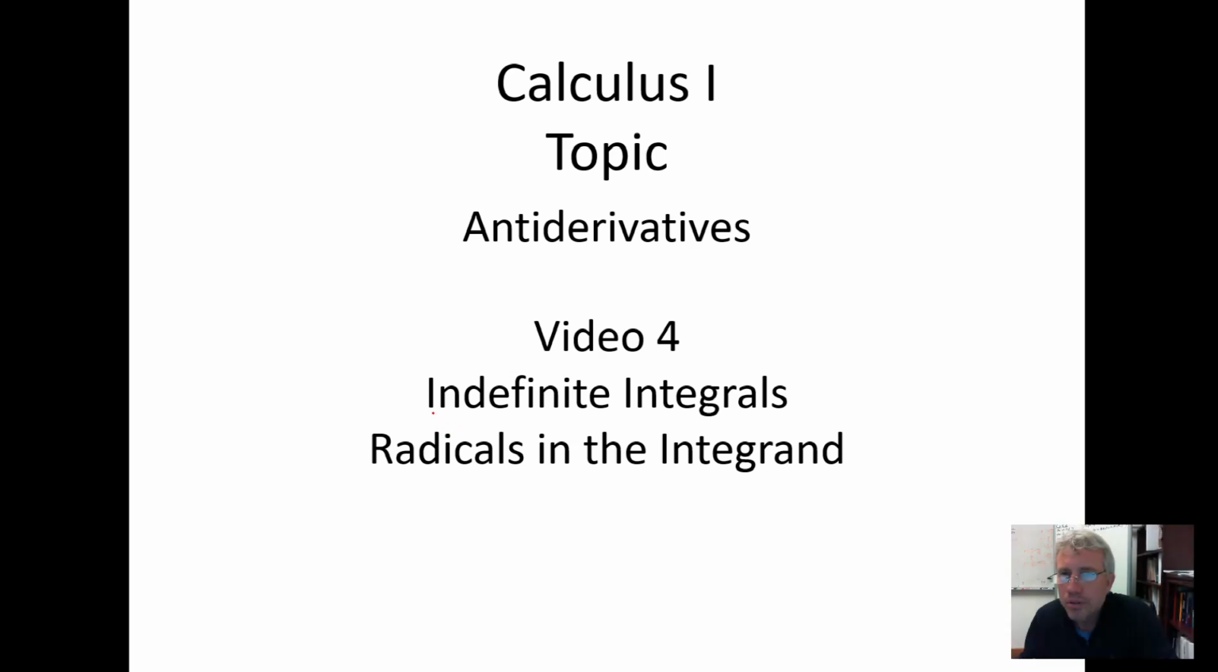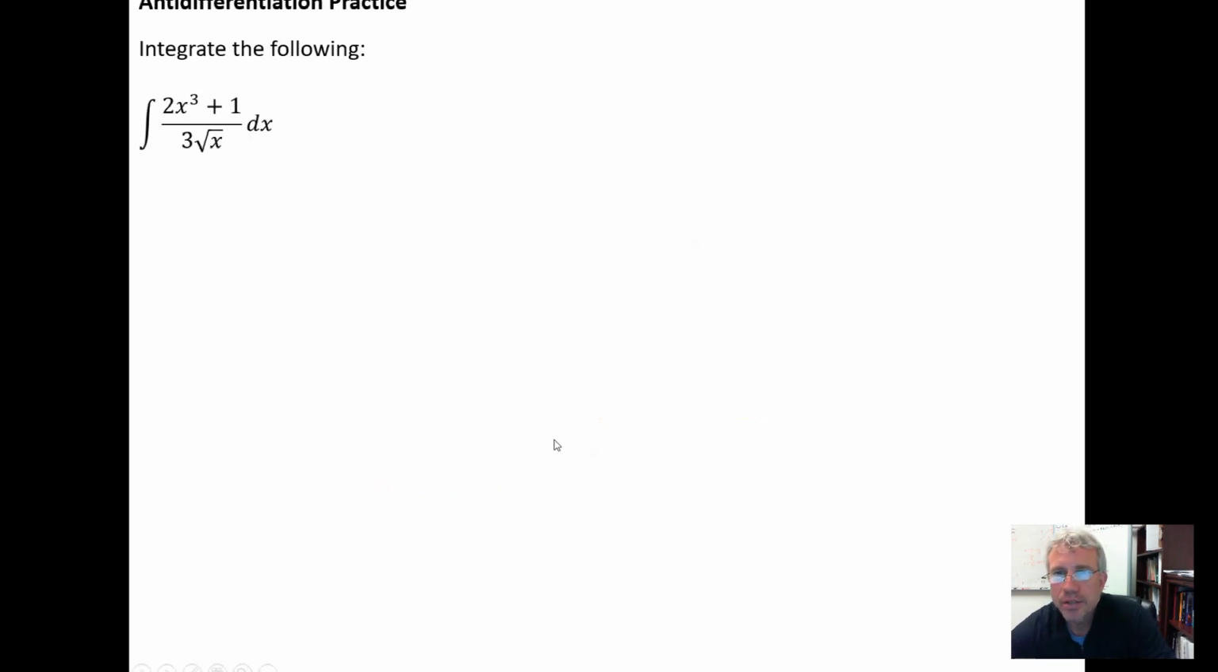So in this video, we're going to look at some examples of resolving indefinite integrals that have radicals in the integrand. So the first example is going to be the first of two. It says integrate 2x cubed plus 1 over 3 times the square root of x. So we have a radical down here involved in the denominator of the integrand, the function that's being integrated.